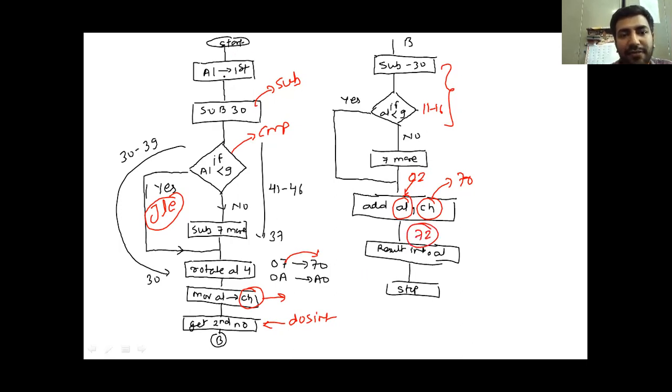So you must understand what we are doing here. We are using a DOS command so that we can take the number from the keyboard, subtract 30. Then we will compare. After comparing, we would be jumping. And after jumping, we would be doing subtraction of 7 more. So if you follow this flow chart, you can write down the instructions.